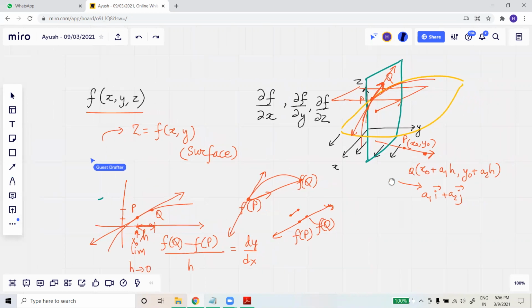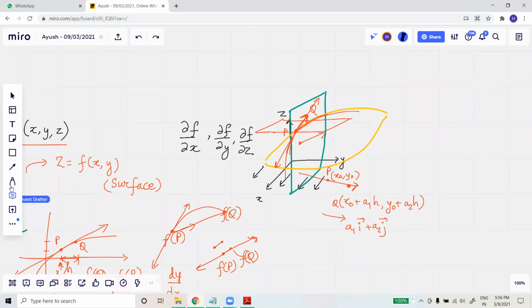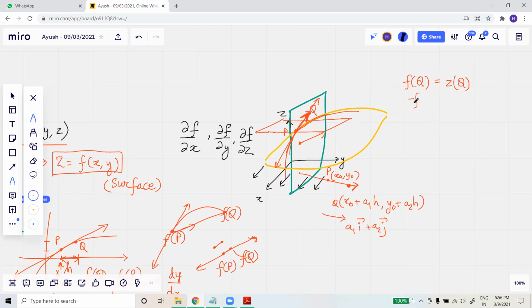What they are saying is, of course, P and Q may not be in the horizontal plane. Q may be a little bit up there. So what is f at Q? f at Q is essentially z at Q, because remember, z itself is our function in this case. So z of Q minus z of P is the numerator.